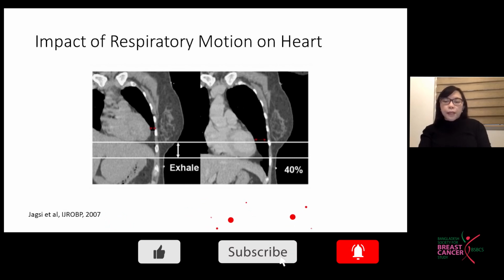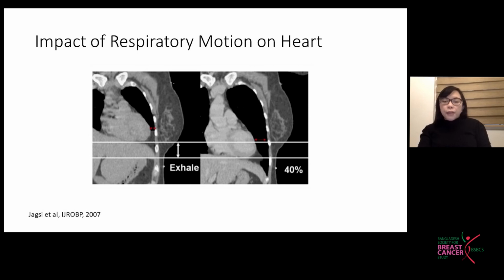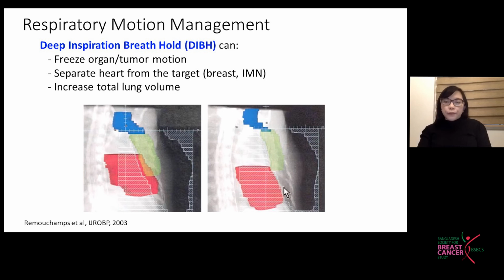And with an inspiration technique, as shown in the picture on the left, the heart clearly separates away from the chest wall. So this slide shows that when a patient takes a very deep breath and holds that position, the heart actually moves inferiorly and medially so that it's away from the IMN target as shown here in green. In fact, the lung also expands, so there's less lung in the treatment field.